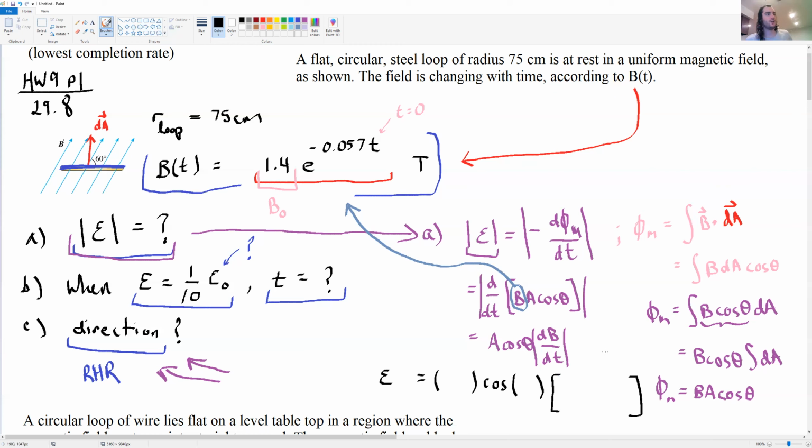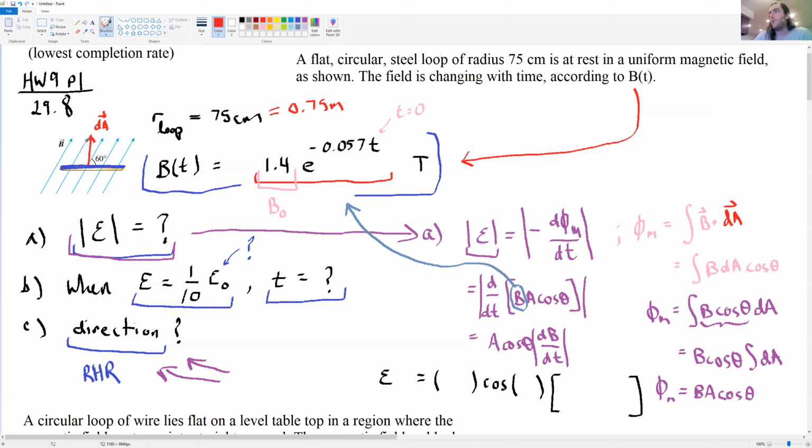There are some things that we need to plug in at this stage now. There's some things that maybe we even need to figure out first. We don't necessarily know what the area here for this loop is. We were just told the radius of the loop, 75 centimeters. So how would we calculate the area of the circular loop? What's the area of a circle? Pi r squared, right? We better convert those centimeters to meters though. So 0.75 meters. This is quite a large loop actually, 1.5 meters wide.